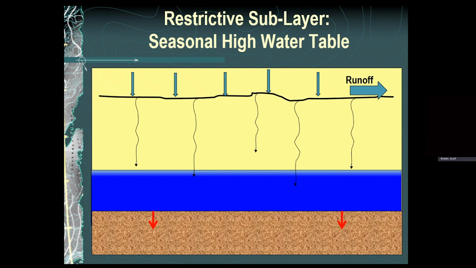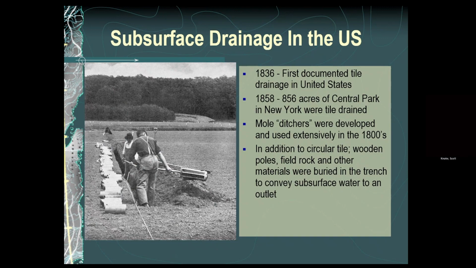Given time, it would eventually seep away, but I don't know if you can wait 90 days in an agricultural field for that to happen. So it causes problems up here and people get stuck and buried. So that's kind of the basics of why we have to control the water table. So it's not a new thing.